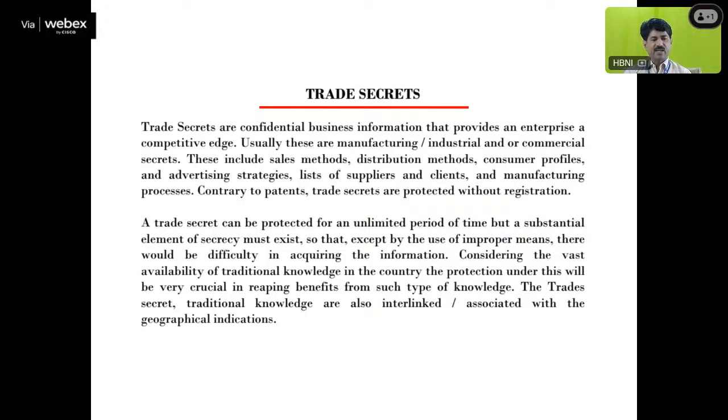Contrary to patents, trade secrets are protected without registration. So patents have to be registered, but trade secrets can be protected without registration. So there is a different rule for trade secrets. A trade secret can be protected for an unlimited period of time, but a substantial element of secrecy must exist. So just like that, it cannot be a trade secret. So why does this secrecy have to be maintained? It has to be justified.